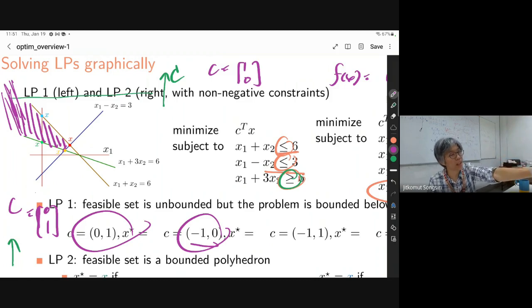No, no, Natcha, and who is sitting next to Natcha? Salit, right? Salit, what does the level set look like for 1 and 0?